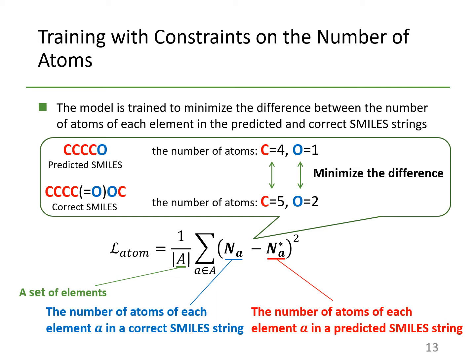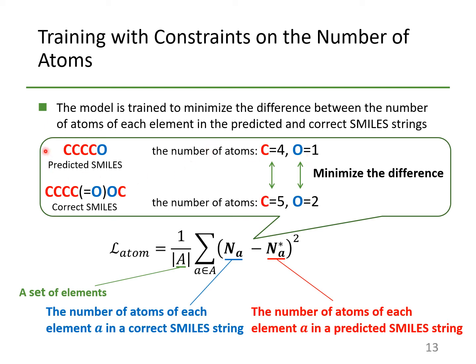We improve the conventional transformer-based model by introducing two features. First, we propose a softmax-based loss function that constrains the number of atoms of each element. The model is trained to minimize the difference between the number of atoms of each element, such as carbon and oxygen.